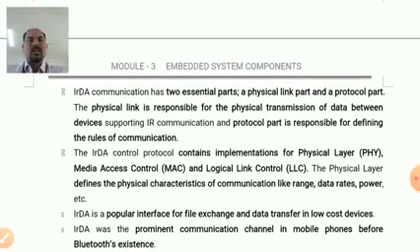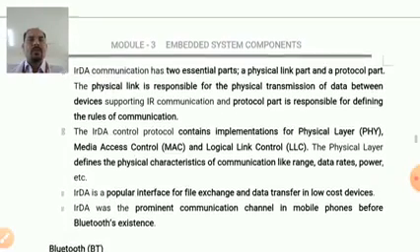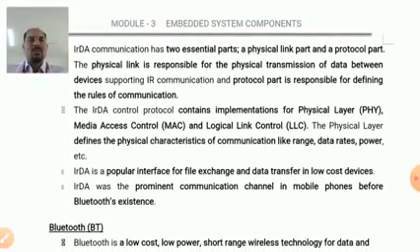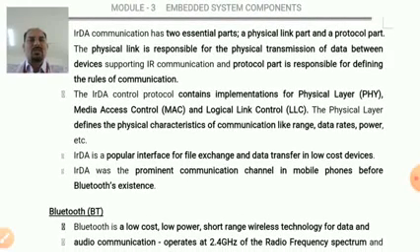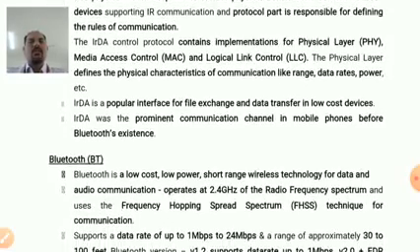IrDA has two essential parts. One is the physical link, the other one is the protocol. The physical link is responsible for the physical transmission of the data between the devices, whereas the protocol is responsible for defining the rules of communication. And infrared has a control protocol that contains the implementation of the physical layer, media access control, and logical link control. The physical layer defines the physical characteristics of communication like range, data rates, power, etc. Infrared is a popular interface for file exchange and data transfer in low-cost devices. It was a prominent communication interface in mobile phones before the existence of Bluetooth.